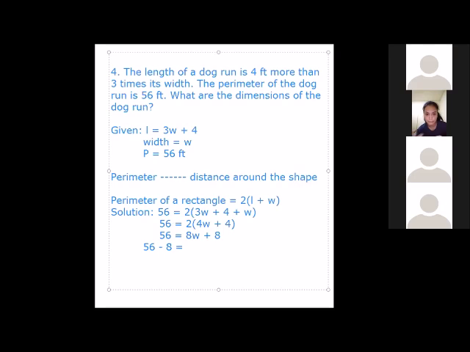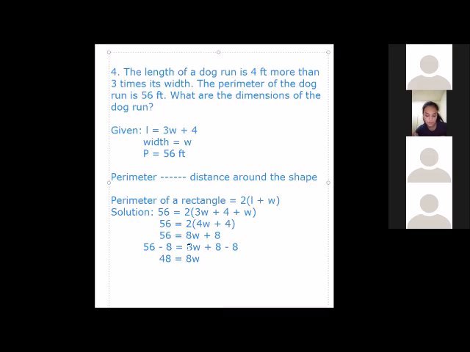We only have 48 equals 8W. Yes, correct. So we subtract 8 from both sides. To get rid of the positive 8, we minus 8 from both sides. That is using our addition property of equality. When we transpose, we use the addition property of equality. So we have 48 equals 8W.